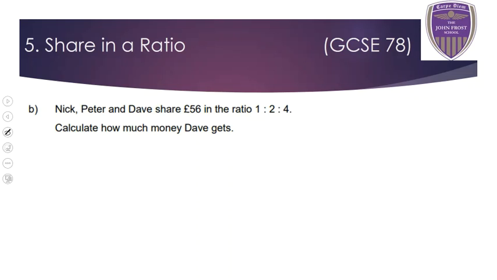And we move on. So still the same thing. Nick, Peter and Dave share £56 in the ratio 1, 2 and 4. Okay, calculate how much money Dave gets. So still the same sort of thing. Yeah, it's 3 people this time.